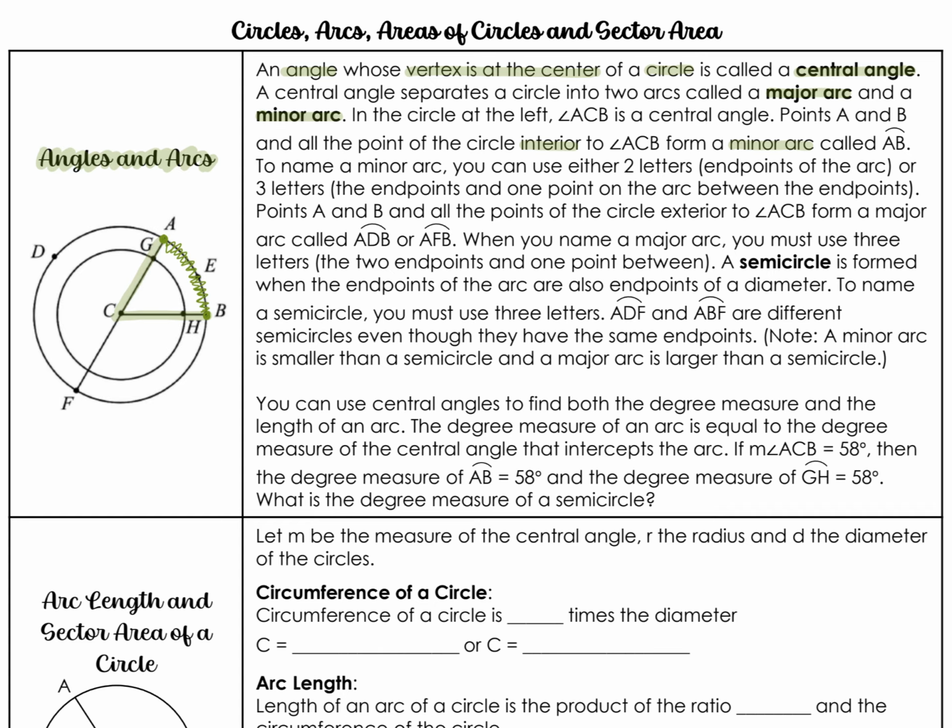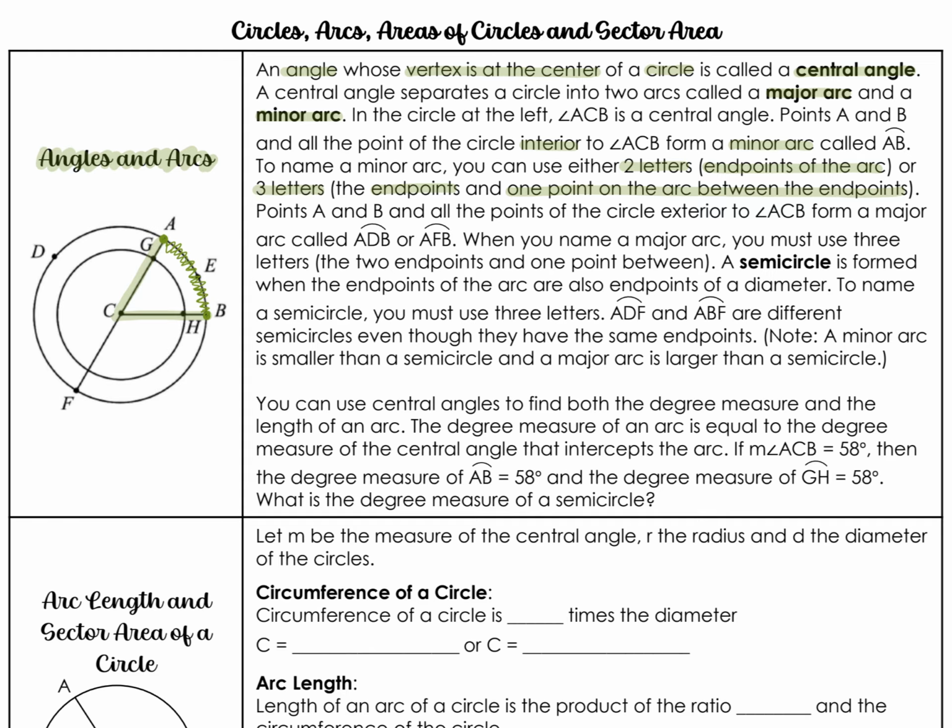Now, you do have two ways of naming a minor arc. You've got the two letters, and those should just be your endpoints on the arc. Or you can use three letters: your endpoints, the first and the last one, and then one point on the arc between those two endpoints. So, for example, here you could call this arc AEB as well.